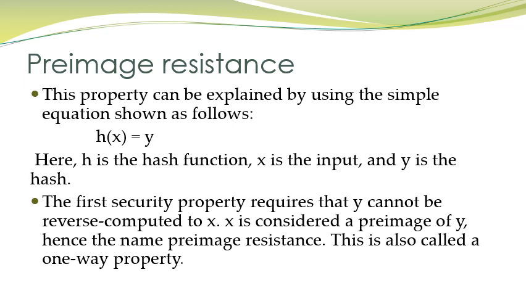hash function. So x is considered a pre-image of y, hence the name pre-image resistance. That means we cannot calculate the x from the y. This is also called the one-way property. The hash functions are one-way functions. They can convert the input into the hash value, but we cannot calculate the input from the hash value.